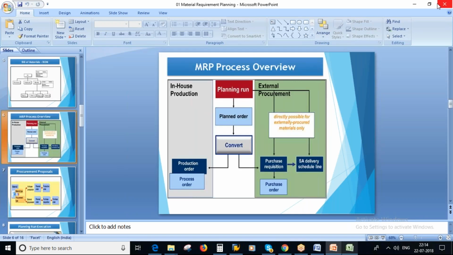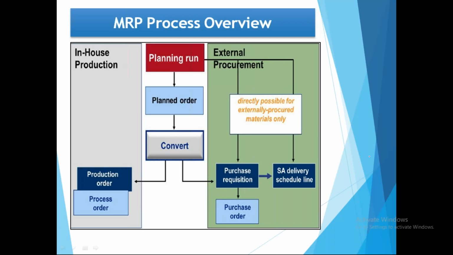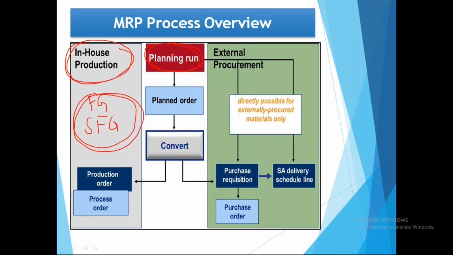So when you run MRP, there are two types of materials in the organization. Some materials are produced in the organization, like your finished products, FG, and there are some semi-finished products. These are manufactured in our company. Whereas there are some materials you procure, like raw materials, packing materials, spare parts. So for these, we do the procurement, we purchase them.